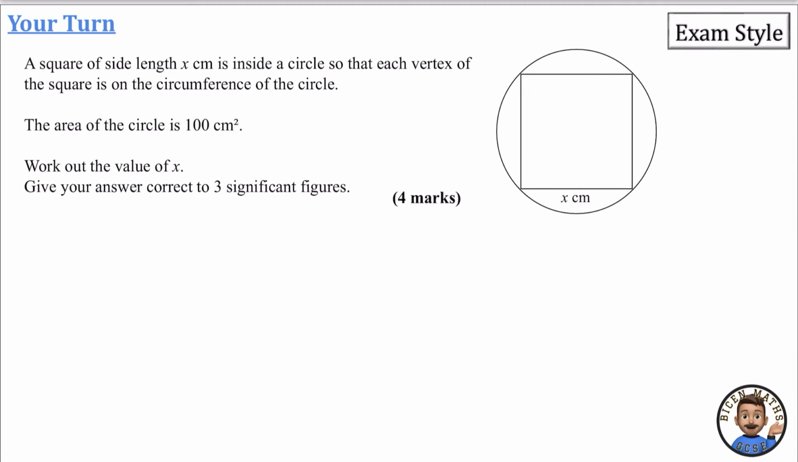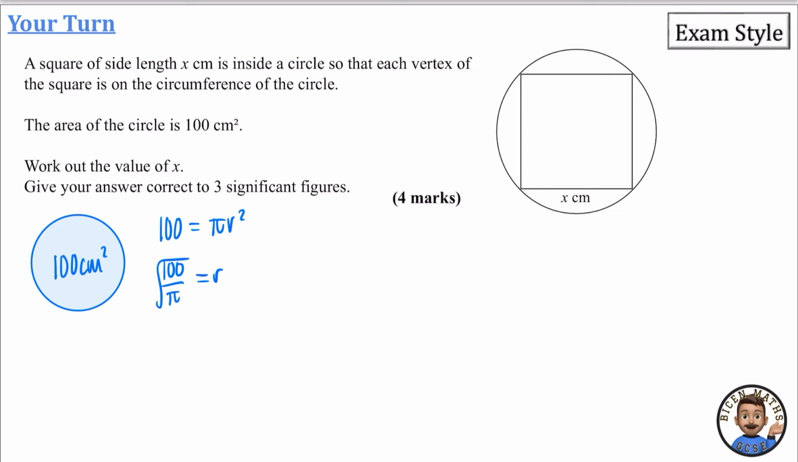We've got a square of side length x centimetres is inside a circle so that each vertex of the square is on the circumference. The area of the circle is 100 centimetres squared. Then it wants us to work out the value of x. Well, let's just use this information that we've got so far. They've told me that the area of the circle is 100, so I think that means I can find out what the radius is. The area is 100 centimetres squared, so I know that 100 is equal to pi r squared. So I can do 100 and I can divide it by pi and square root it, and that will tell me what the radius is.